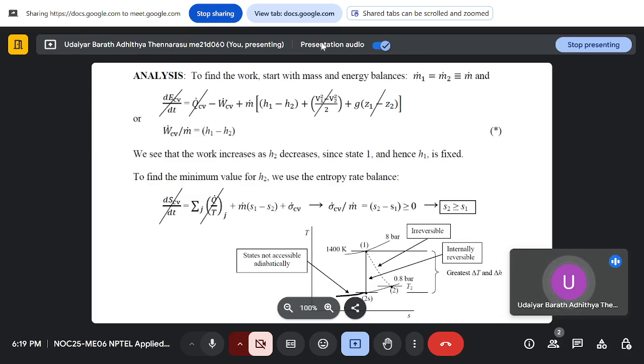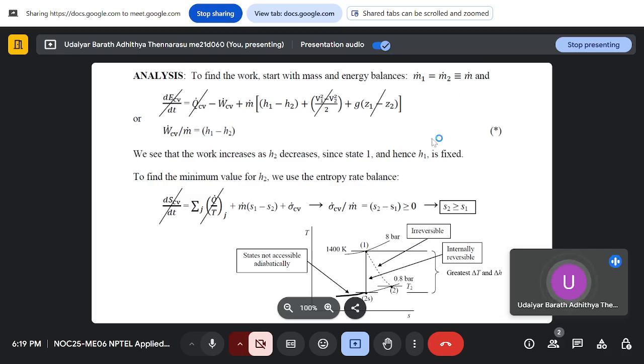Your mass flow will all remain the same. There is only one inlet and one outlet, and there is a steady flow, so there is no mass accumulation inside the system. The mass which is coming in will also go out. So m dot 1 is m dot 2 equals m dot, and then you apply your first law. dECV by dt equals Q minus W plus mass into inlet stream minus exit stream, so enthalpy in minus enthalpy out plus your kinetic energy difference and potential energy differences, which we assume to be negligible, so assume it to be 0.